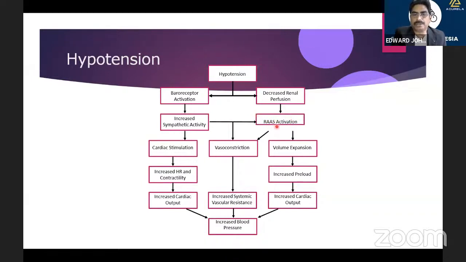Angiotensin is a powerful vasoconstrictor. It constricts the vessels, increases the systemic vascular resistance and tries to restore the blood pressure. Aldosterone conserves sodium and water, so it increases the circulating volume and the preload. So it increases the cardiac output and tries to restore the blood pressure. This is the normal compensation whenever hypotension occurs.